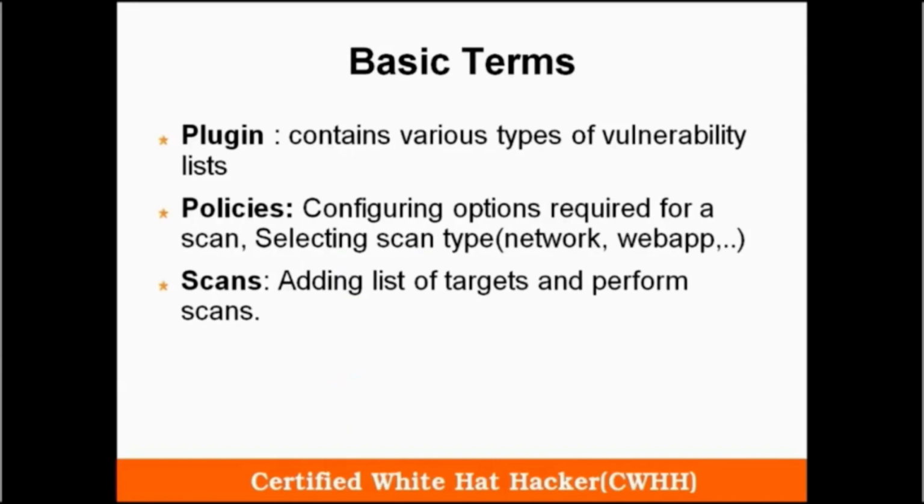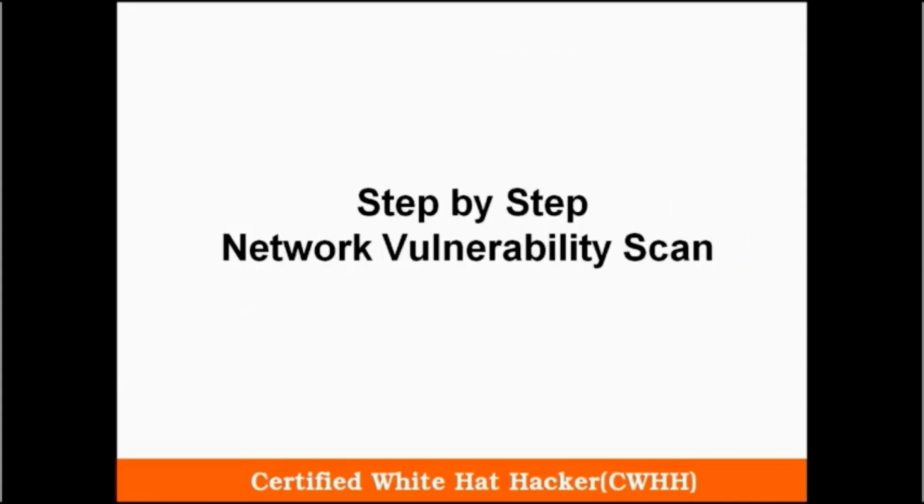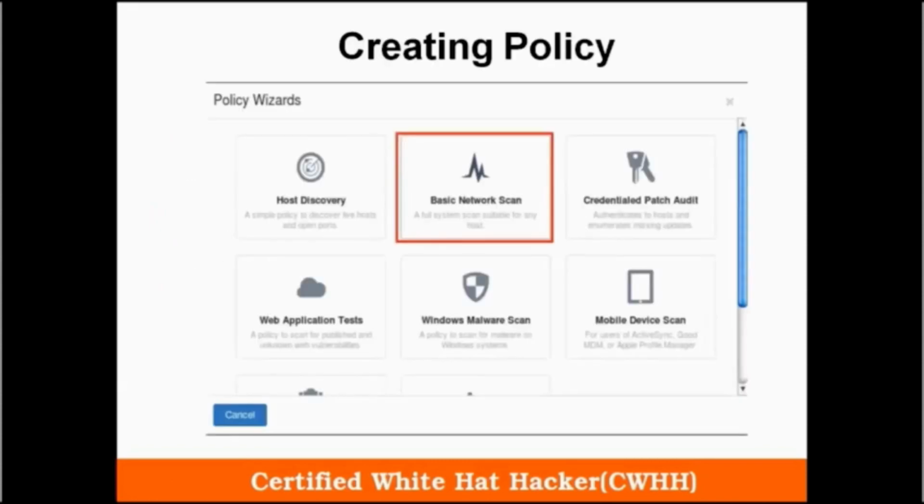There are some basic terms when it comes to Nessus. First is plugins, and plugins contain different types of vulnerability lists. Policies are used for configuring different options for a scan, like whether it's a network scan or a web app scan, etc. And the scan section gives you the list of old scans, and also you can specify new scans to be started. So let's do a step by step of a network vulnerability scan.